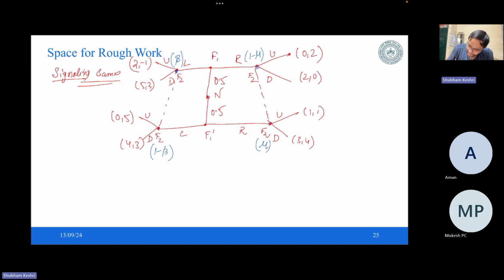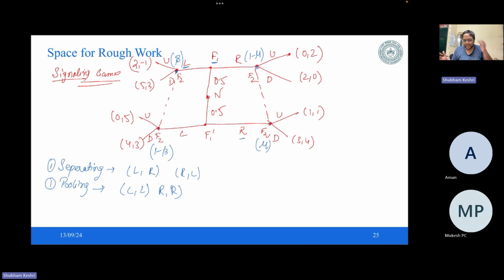Now there can be two kinds of strategies. One is a separating strategy and one is a pooling strategy. In a separating strategy, firm 1 will select different actions. So firm 1 of type 1 will select L, R or R, L. In a pooling strategy, both will select the same, so either LL or RR. So these are the four cases which can happen.